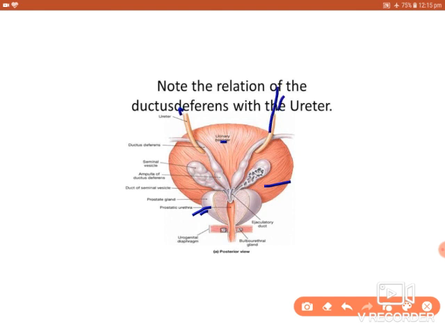See, the ductus deferens or the vas deferens crosses the ureter superiorly. Ductus deferens is going superior to this ureter. Then the seminal vesicle lies below and behind the ureter. These are the relations of this oblique part.